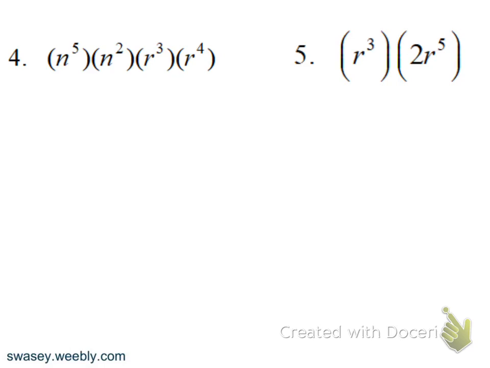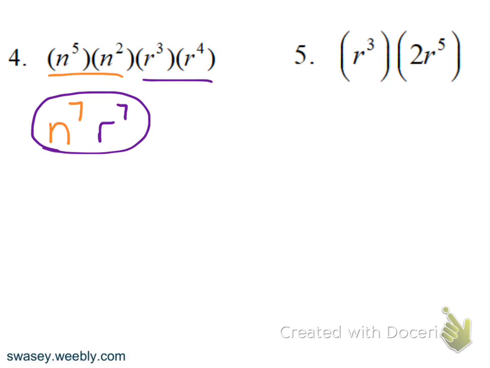Number 4, we're looking for the ones with the same base. We have n's with exponents of 5 and 2, so multiply with the same base, add exponents. 5 plus 2 is 7. And then for the r's, we have 3 and 4. That also adds up to 7. So we have n to the 7th, r to the 7th.